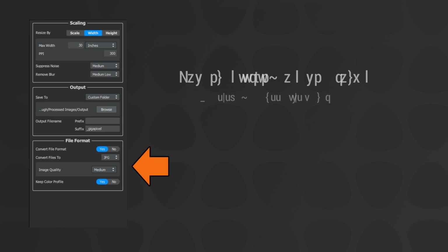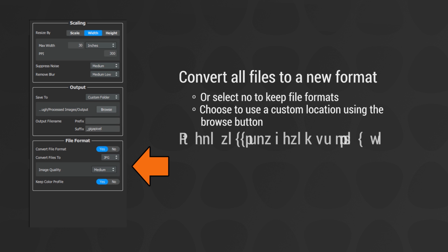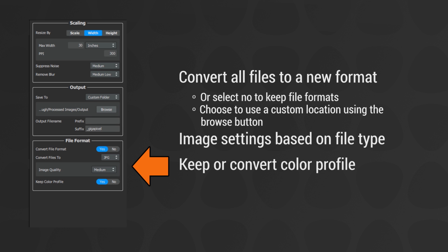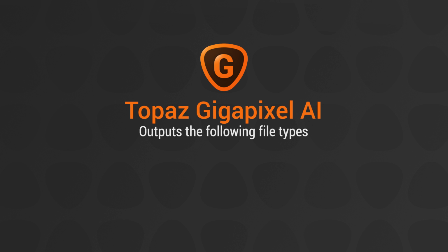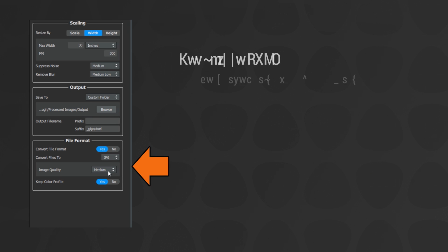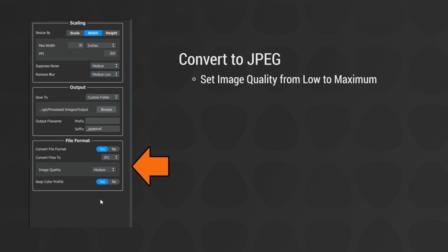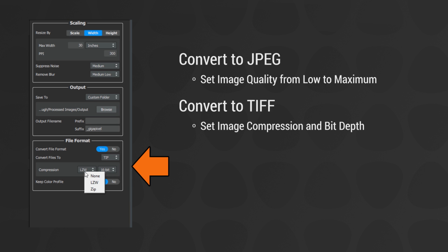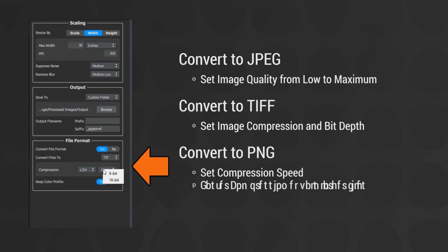The file format settings determine the file type of your output file, as well as details like quality and color profile. If you want to preserve your input file types, you can set the Convert File Type option to No. Otherwise, you can export files to JPEG using the JPG or JPEG extension, TIFF using the TIFF or TIF extension, or PNG. When exporting to JPEG, you can set your image quality from low to maximum. When exporting to TIFF, you can set your image compression and bit depth. And when exporting to PNG, you can set your compression speed. Faster compression speed results in larger files.